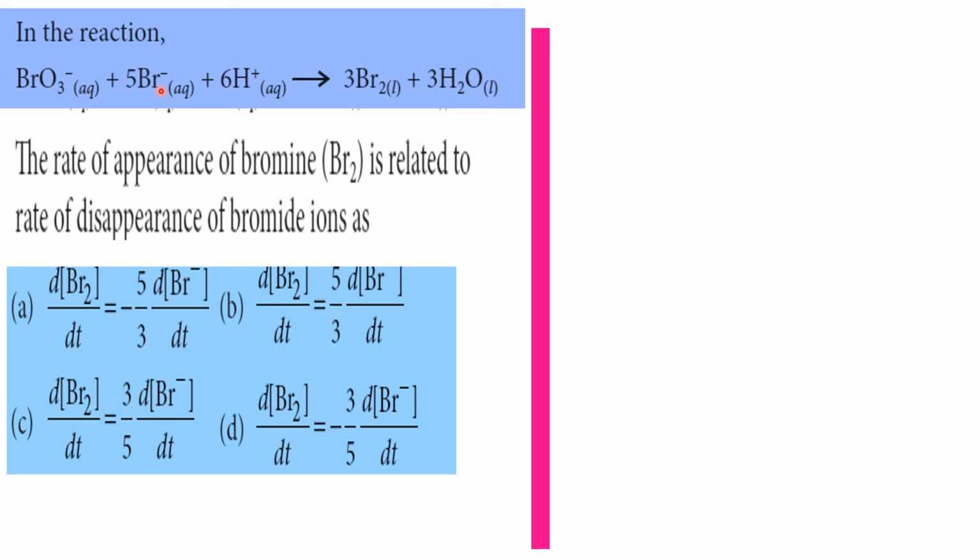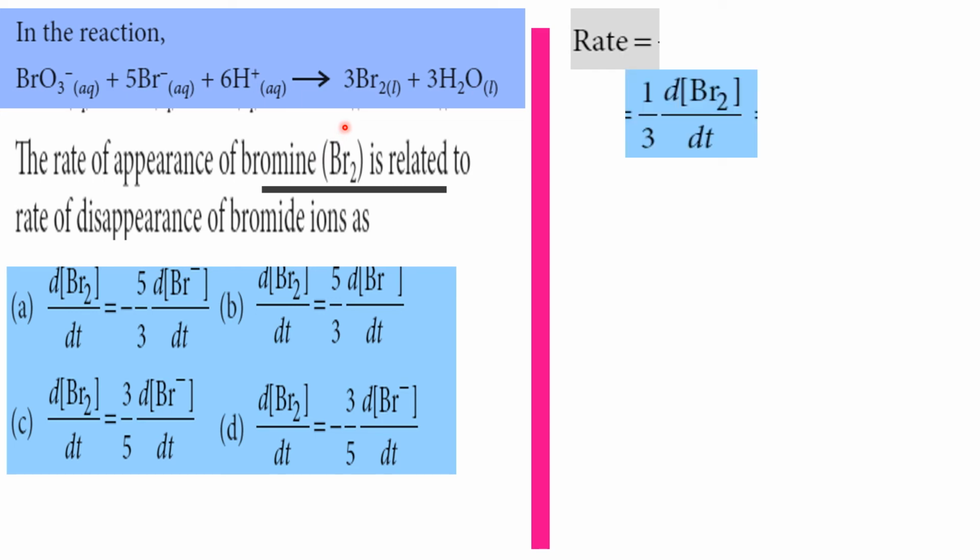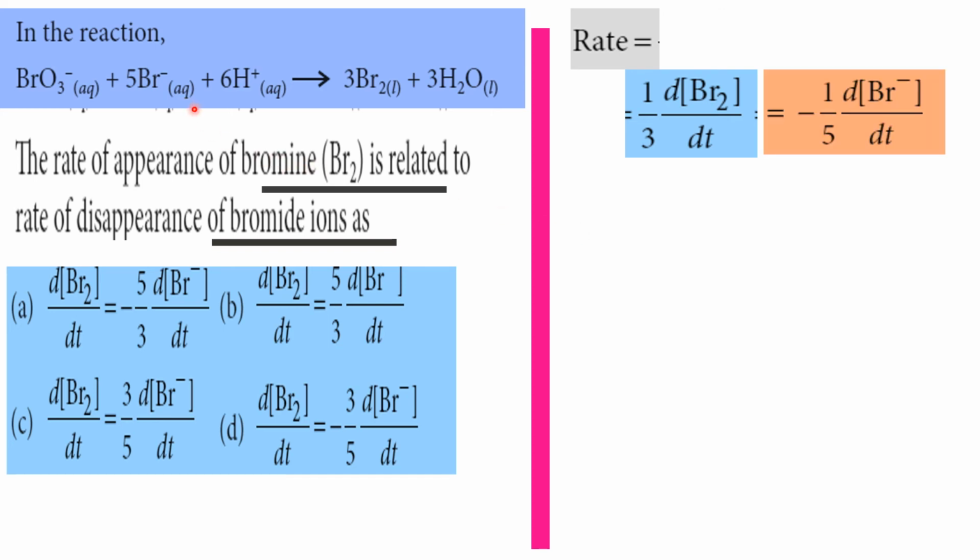நம்ம ரேட் எல்லாமே எழுத தேவையில்லை, நமக்கு தேவையான அவங்க கேட்டிருக்கக்கூடிய புரோமினோட அப்பியரன்ஸ், So what is the 1 by 3 plus 1 by 3? The change in concentration of bromine with respect to time. எதோட ரிலேட் பண்ண சொல்லியிருக்கிறாங்க? Disappearance of bromide ion. Here minus 1 by 5. Minus 1 by 5. Okay. The change in concentration of bromide ion with respect to time. இந்த ரெண்டு ரிலேட் பண்ணா போதும்.